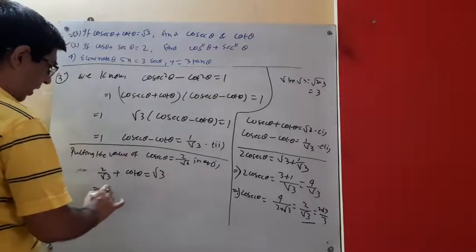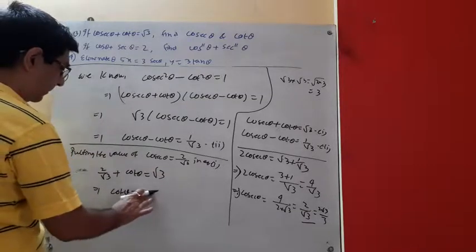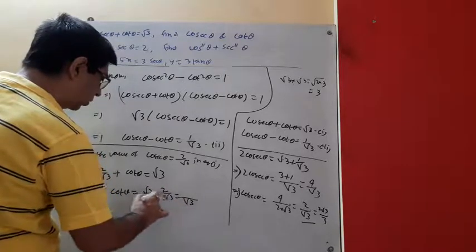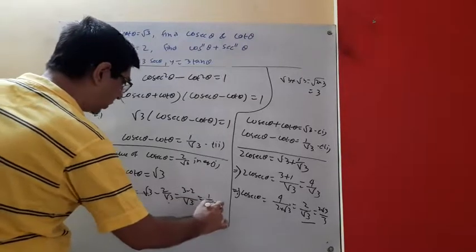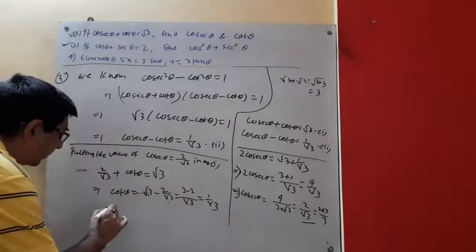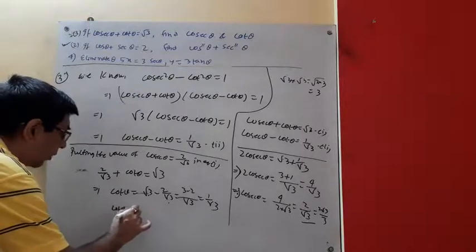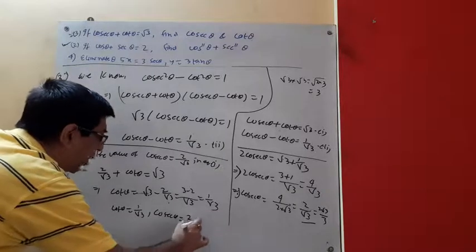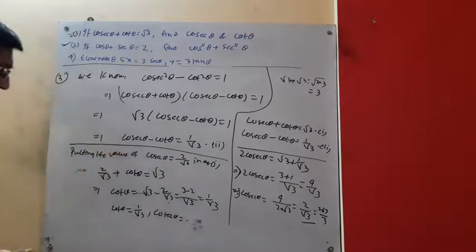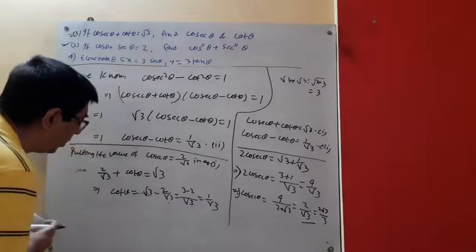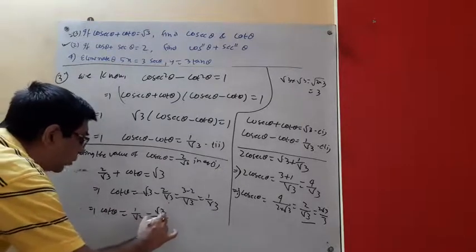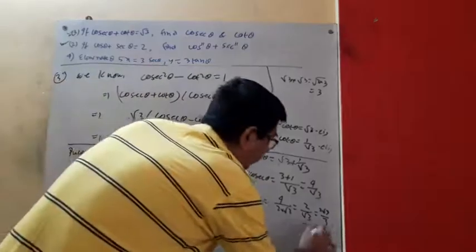Okay. So cot theta equal to root 3 minus 2 by root 3, that is, root 3 is the LCM. Root 3 into root 3, 3 minus 2, 1 by root 3. So we are getting cot theta equal to 1 by root 3 and cosec theta equal to 2 by root 3. Cosec theta we already got. Multiplying both sides by root 3, you will get this one is the answer and this one is the answer.